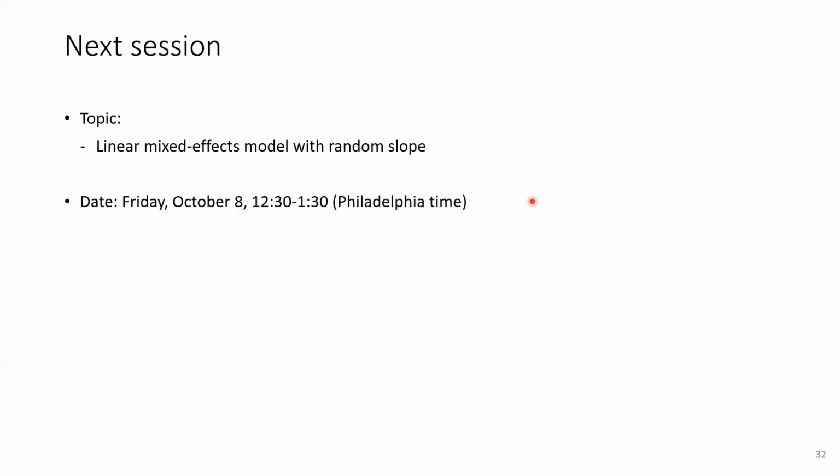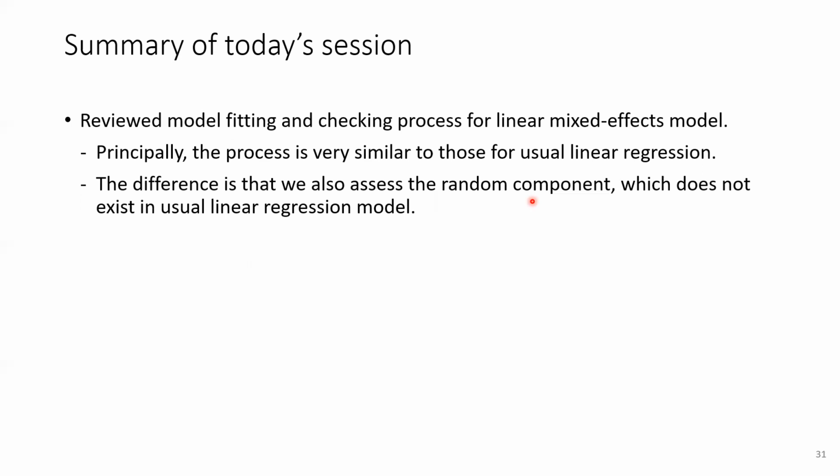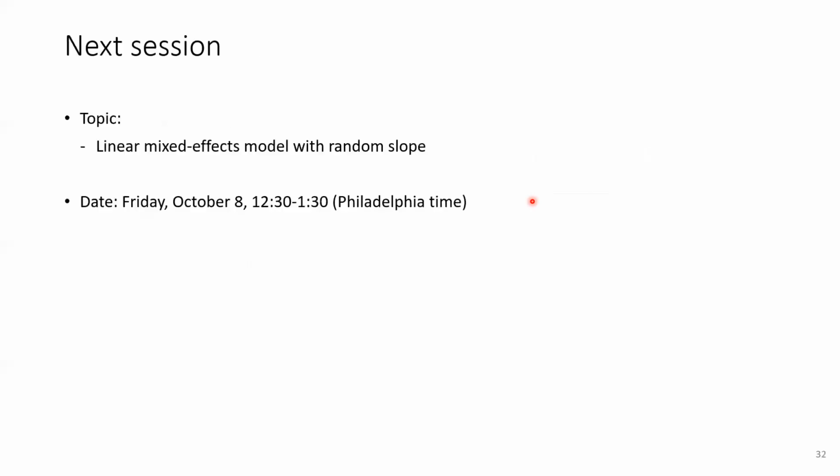This is the end of today's session. The next session is going to be on Friday, October 8th, between 12:30 and 1:30 Philadelphia time. The topic we are going to cover is the linear mixed effects model with random slope. Afterwards, we move to different models, which are logistic, Poisson, or negative binomial.